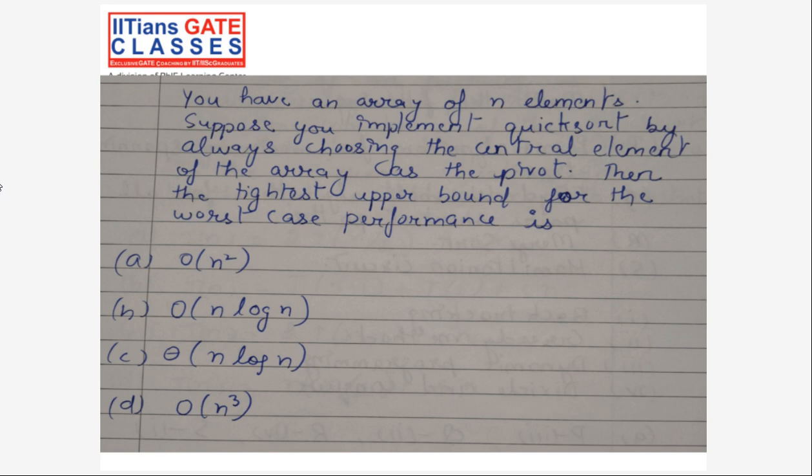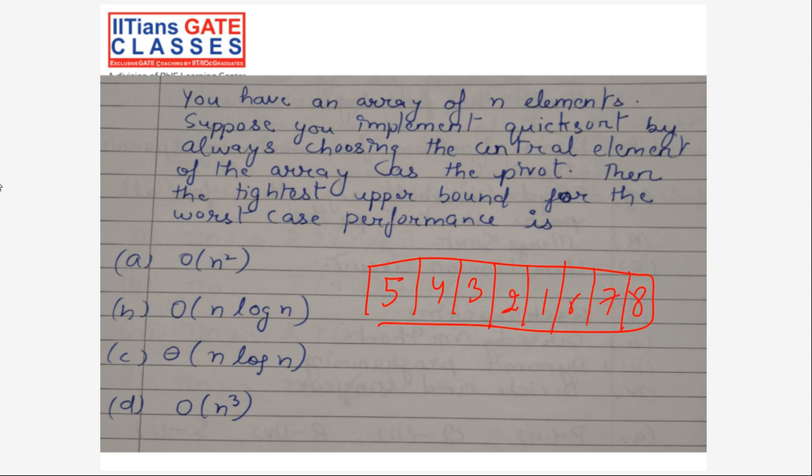Okay, so everyone has got A as the answer. So you are saying that if I choose middle as well, I might get n log n. No, they are saying you choose the middle element as pivot. Okay, so something like this. See, an array like this. When you choose middle, then also you're getting the least.